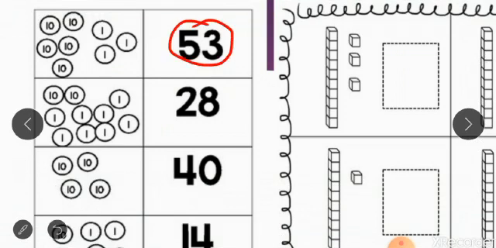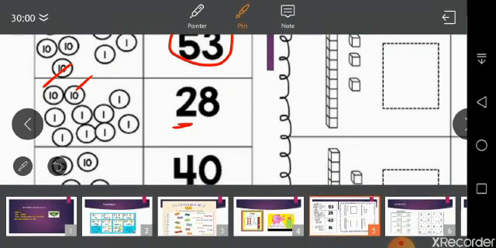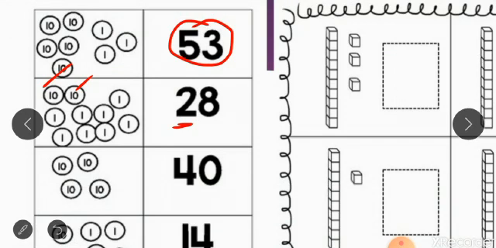Okay. Here I have 10, 20, 20 ten coins. And how many ones coins are here? 1 2 3 4 5 6 7 8. So take 8 one coins. So totally I got 28. That means 2 tens and 8 ones. Here I don't have any. That means no ones coins are here. So that's why in the ones place I am putting 0.